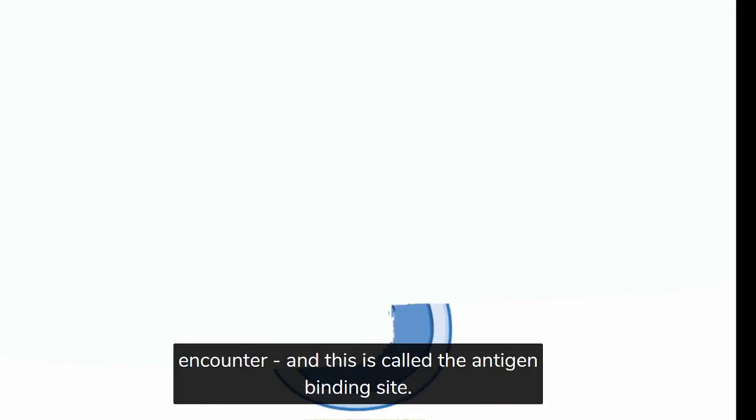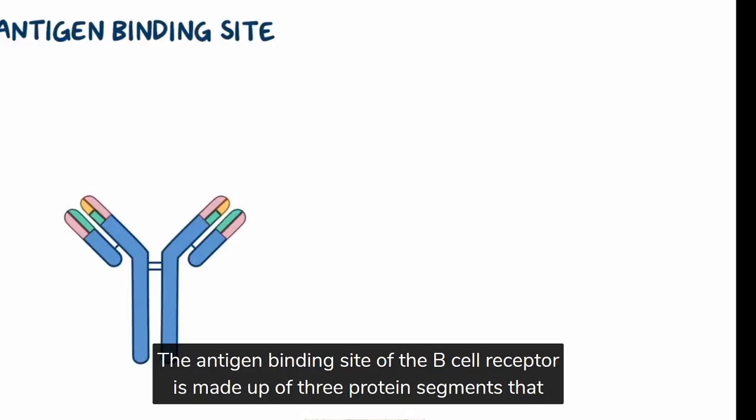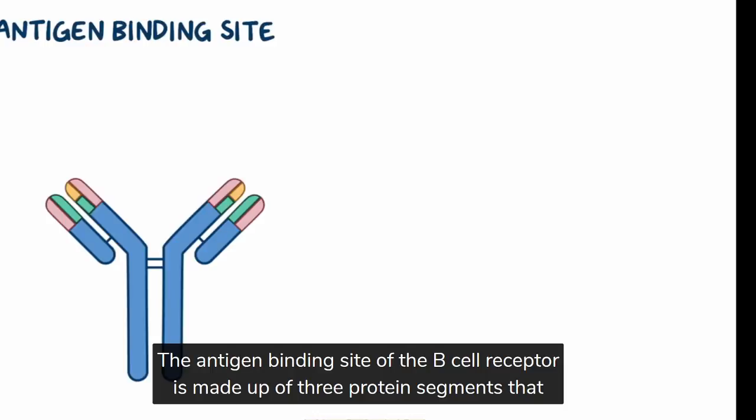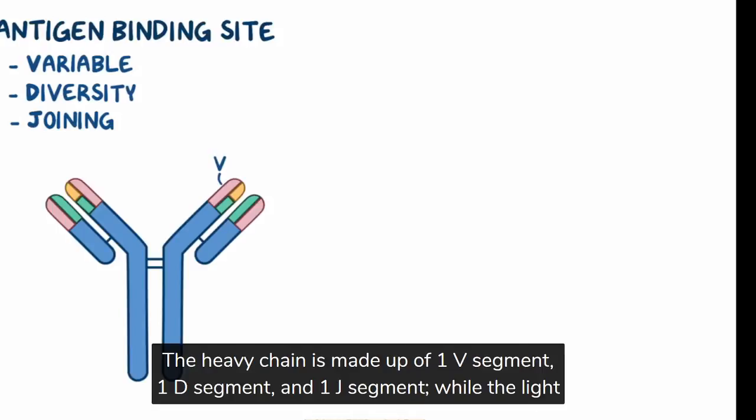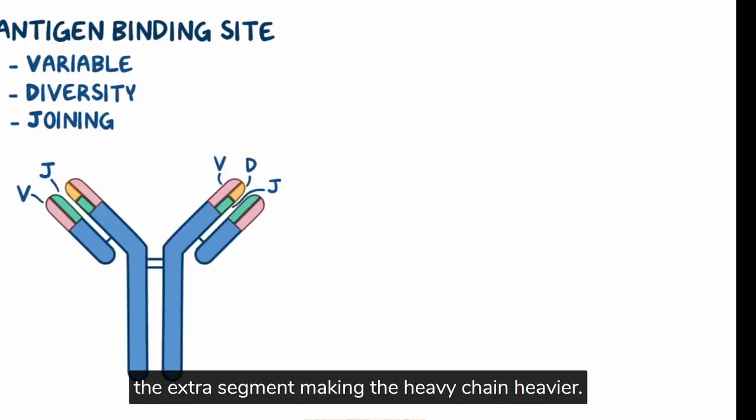The antigen binding site of the B cell receptor is made up of 3 protein segments that are called V for variable, D for diversity, and J for joining. The heavy chain is made up of 1 V segment, 1 D segment, and 1 J segment, while the light chain only contains a V and a J segment. And this is pretty easy to remember. Just think of it as the extra segment making the heavy chain heavier.